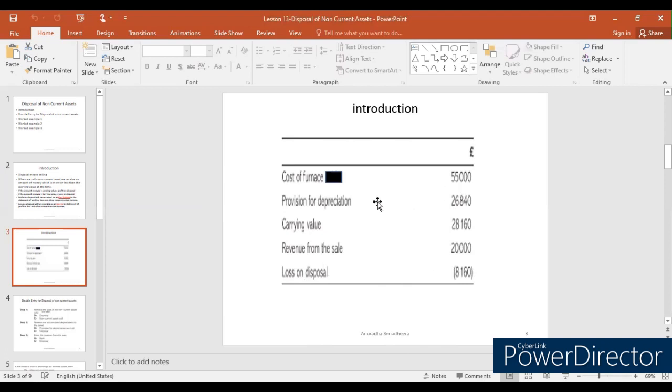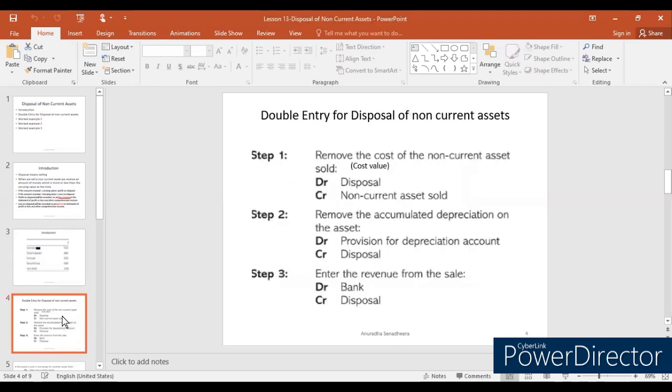First, you get the cost, take the provision, and calculate the carrying value, which is known as the actual value of the asset, and compare it with the amount you are going to sell it for. If your selling price is higher than the carrying value, it's good, it's a profit. If the selling price is lower than the carrying value, it's a loss for the business, a loss on disposal. That's the one thing you must understand.